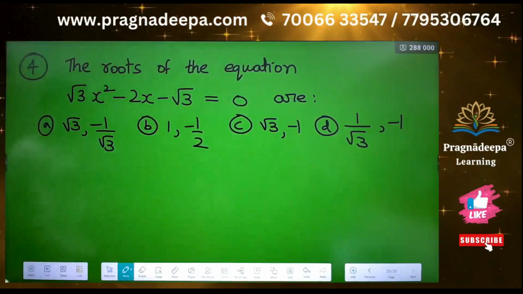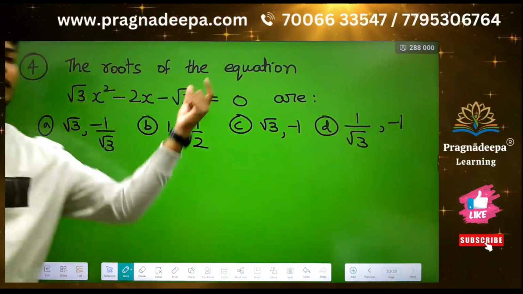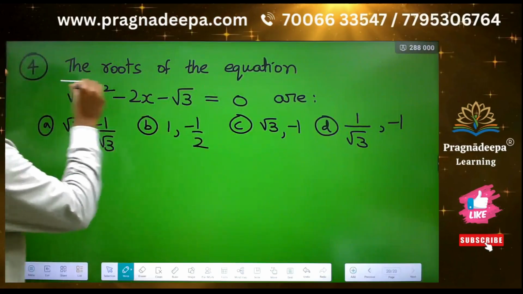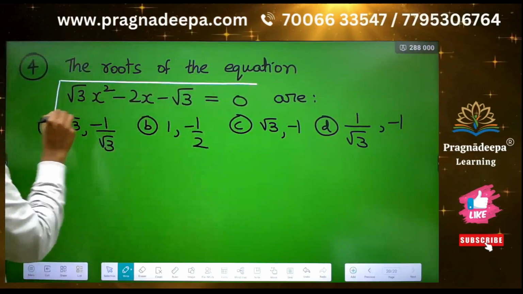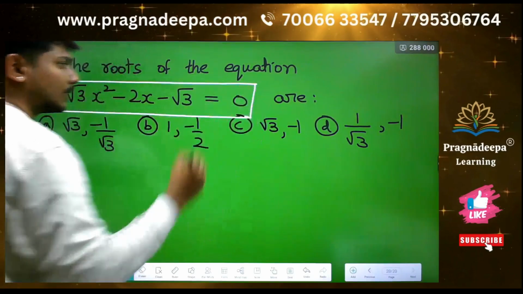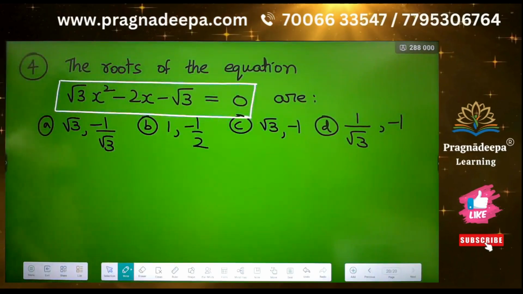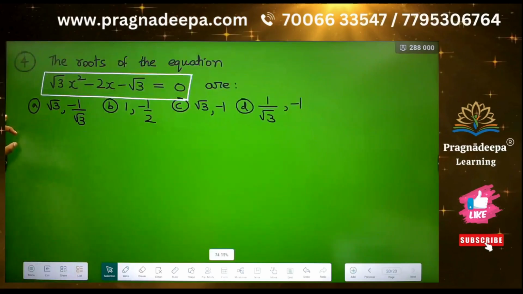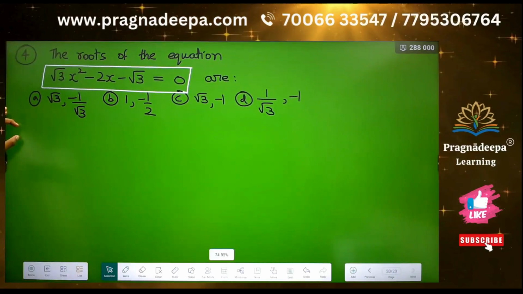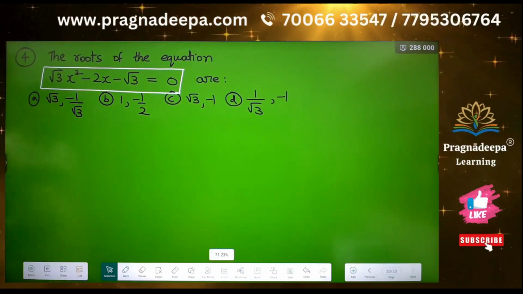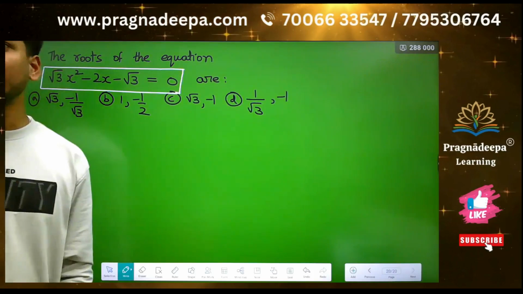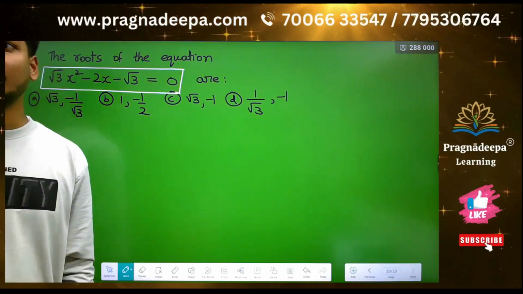So you have one MCQ question now. So you need to find the roots of the quadratic equation. This is the quadratic equation. So you need to find roots of this quadratic equation. Either you can use splitting the middle term method or quadratic formula method.